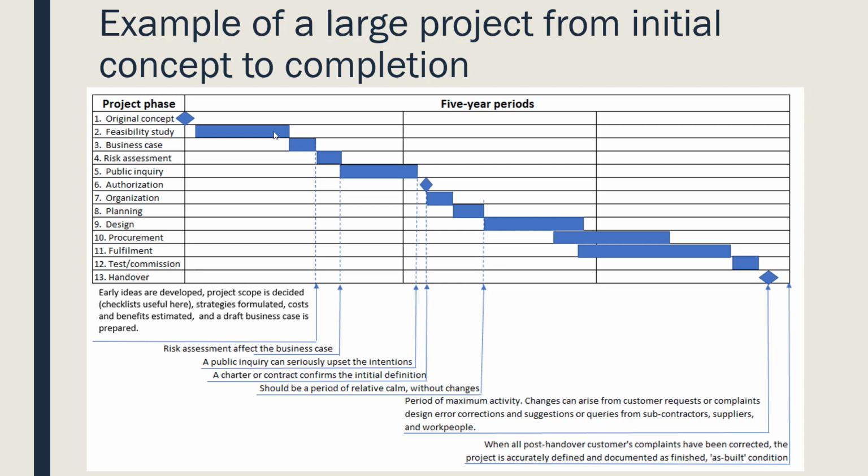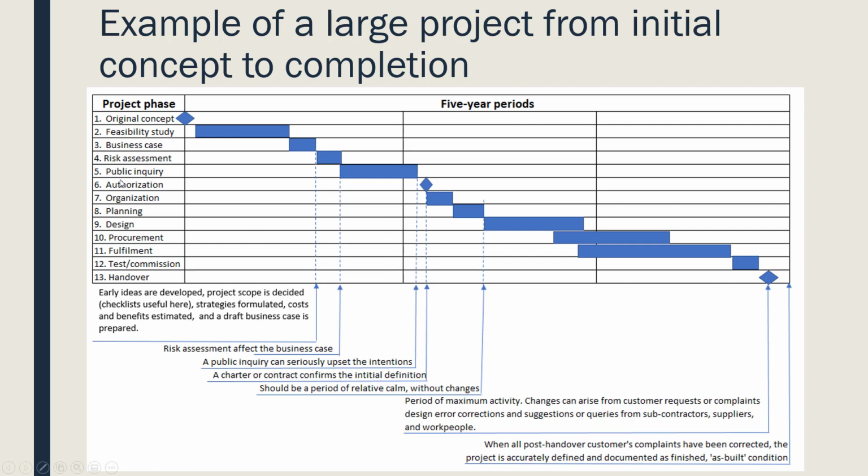So then you notice here after the business case, there's a line: early ideas are developed, project scope is defined, checklist is useful here, strategies formulated, cost and benefits estimated, and a draft business case is prepared. So that's kind of the end of this part. And then we do the business case, and now we're looking at a risk assessment. So you're going to define what risks are there that could affect this project.